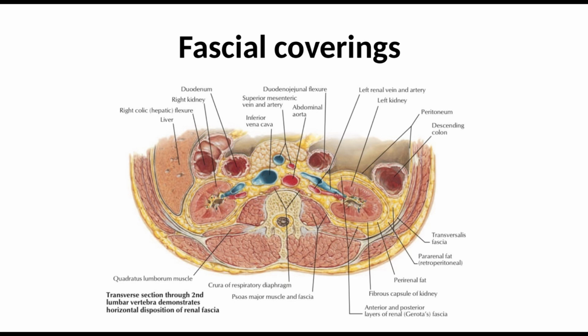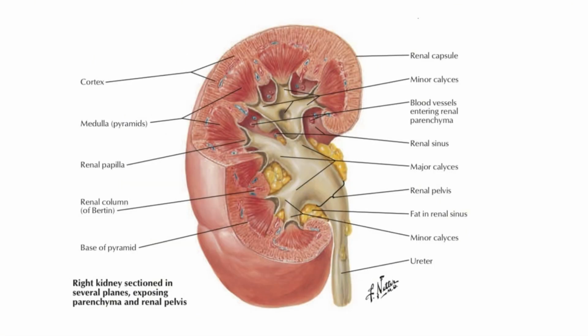Inferiorly, it continues along the ureter, and laterally, it fuses with the transversalis fascia. Medially, it merges with the adventitia of renal vessels. The perinephric space: between the true capsule and the renal fascia lies the perinephric fat, which occupies the perinephric space. The clinical relevance of this is that infections or hemorrhage in this space can track inferiorly within the renal fascia, potentially reaching the pelvis.